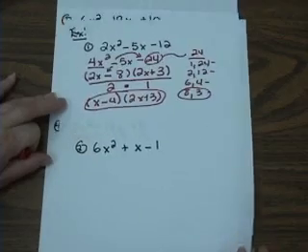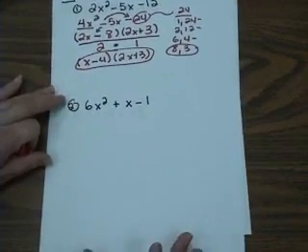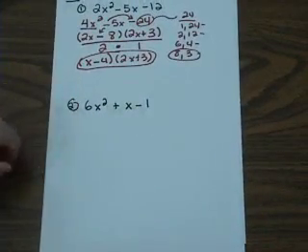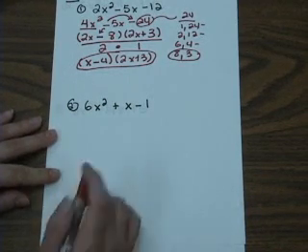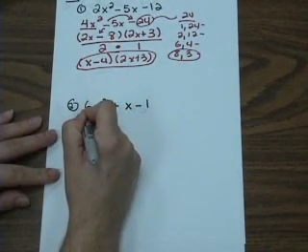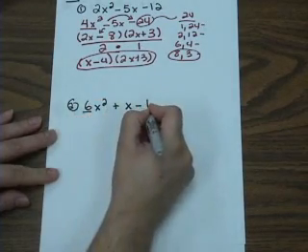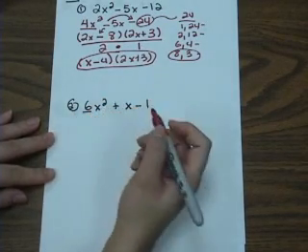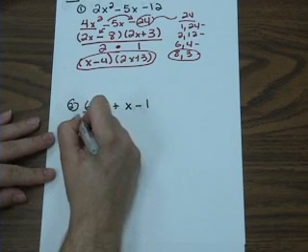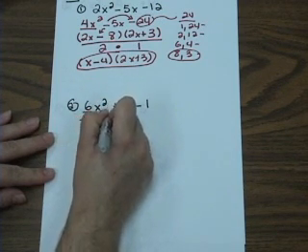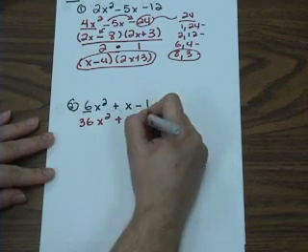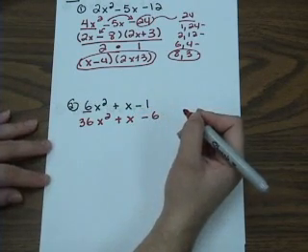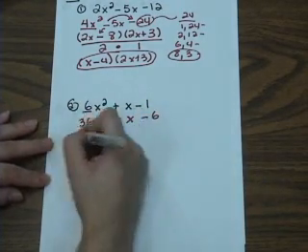Let's try that again with another problem. Here we have 6x squared plus x minus 1. The first step says to multiply the first coefficient by itself and the last term. So we're changing the trinomial to be 36x squared. Again, the middle term does not change, plus x minus 6. Step number 2 is to write the parentheses.